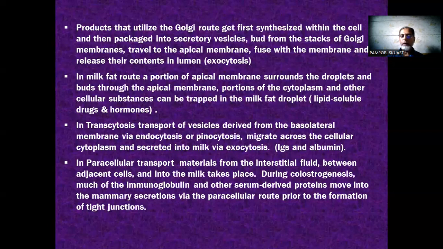So these are the 5 types of routes which the constituents of the milk take while crossing from the basolateral membrane to the apical membrane into the milk.